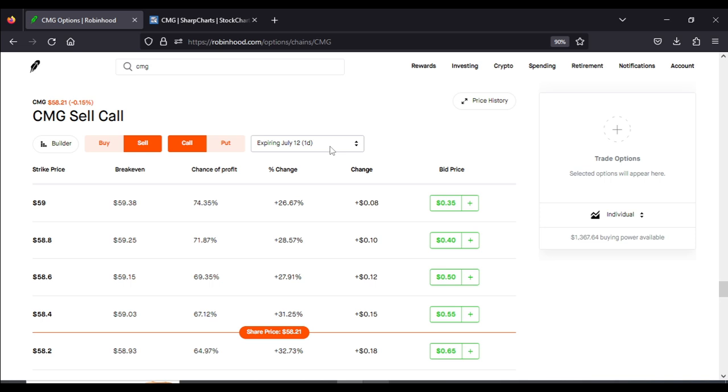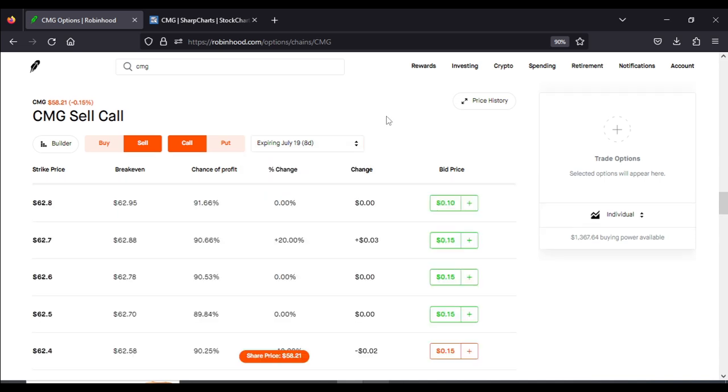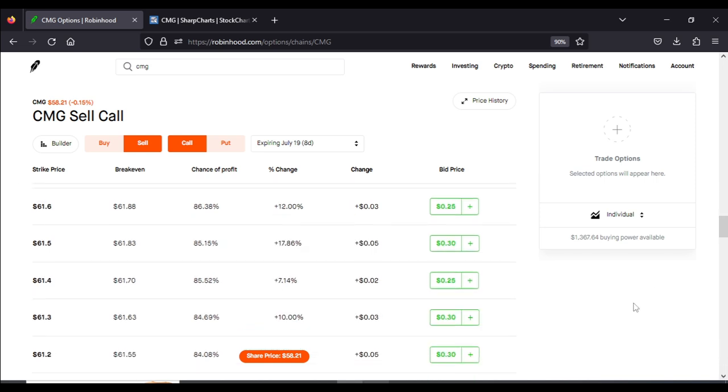So what we're going to do, we're going to choose a weekly option, and I'm going to go with the expiration date of July 19th, and it shows here that's going to be 8 days out. Now with the July 19th expiration date, I'm going to choose a strike price once again. The strike price I'm going to choose is $61.50.